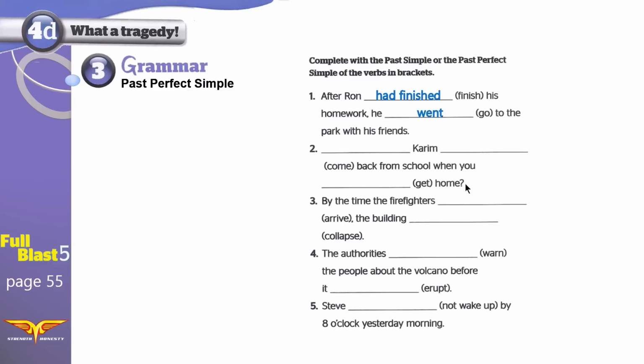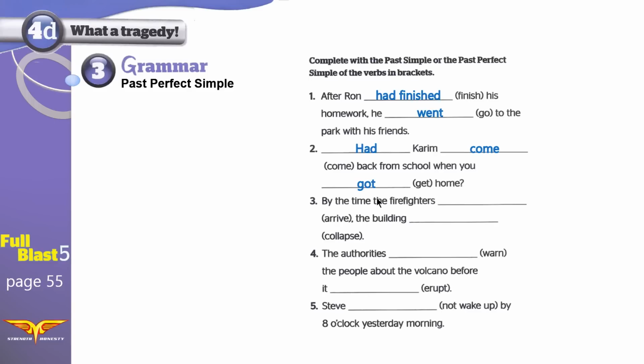Now this one is a question. We can see the question mark. So we know that we put had first. And then we use the past participle verb of come. Look at page 74 to find out the past participle of come. It's come. Come, came, come. And we use past simple here. Got, get, got. Had Kareem come back from school when he got home?